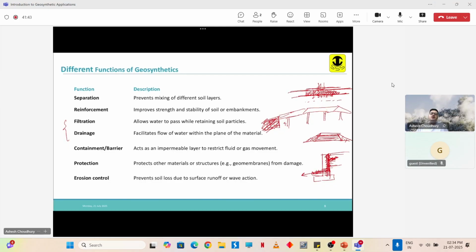And then we have erosion control. Erosion control prevents soil loss due to surface runoff or wave action. So we want to prevent erosion from an area. What can we do? You can place some geotubes or some geotextile over there so that it prevents the soil from passing out. Water can easily pass out, but it will hold back the soil. Okay, just go through the slide. I will give you a minute.